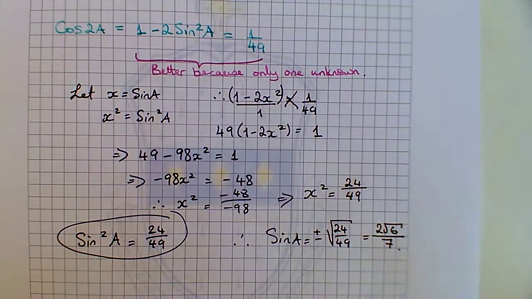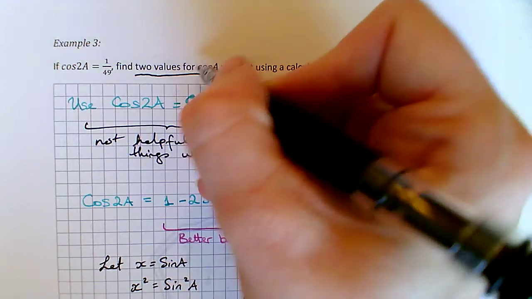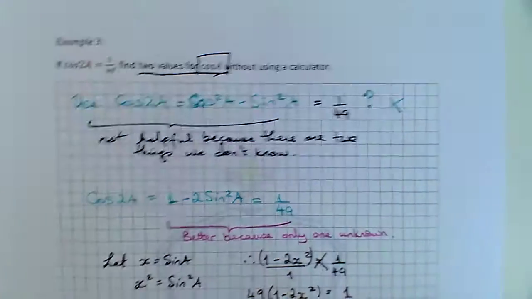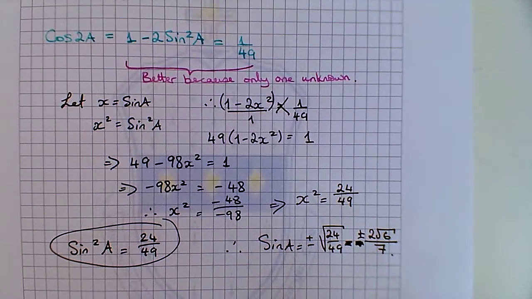That's great. I found sine of a, but that's not what I was asked for. I was asked to find cos of a. And it's plus or minus, so I've got two values. That's good because they did ask us for two values. 2 root 6 over 7.